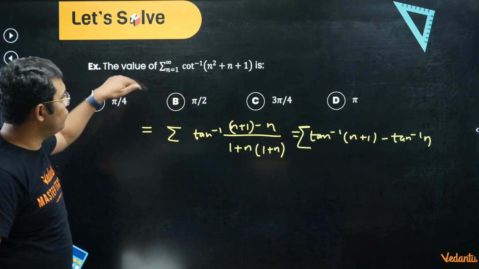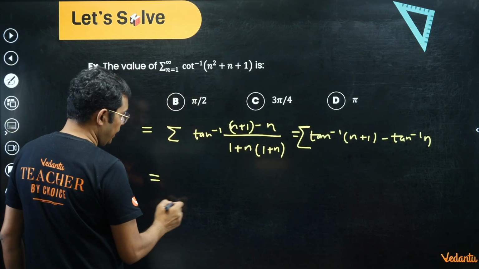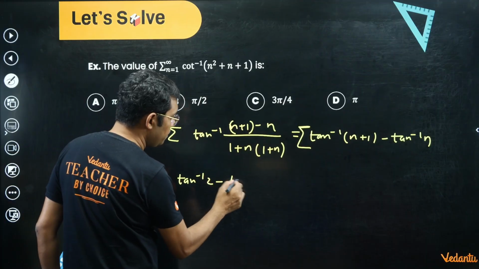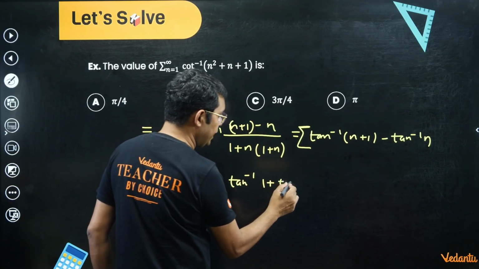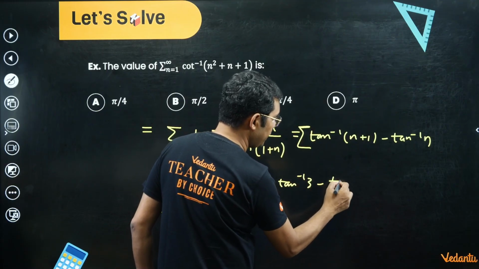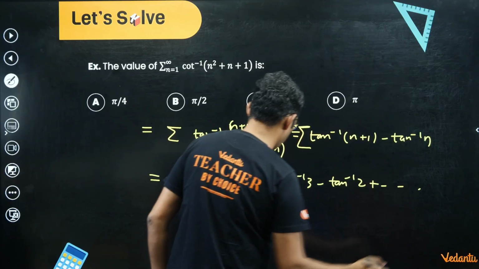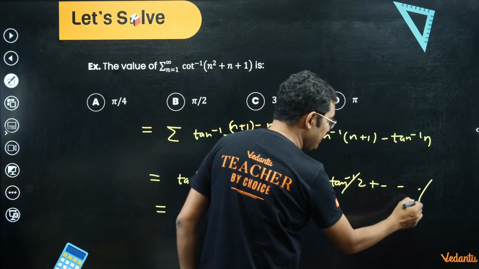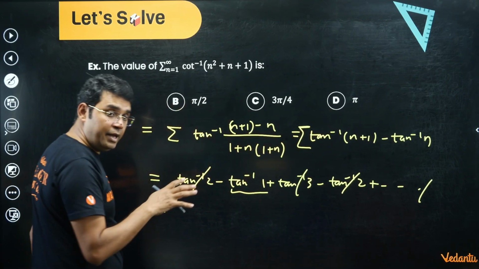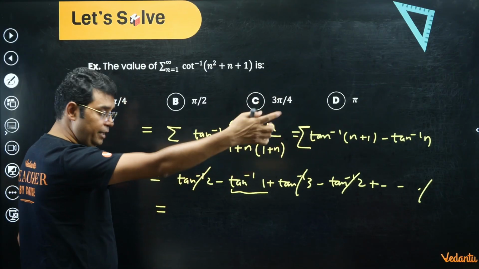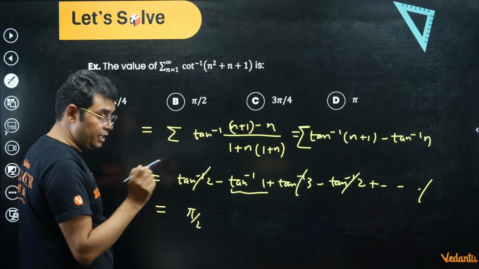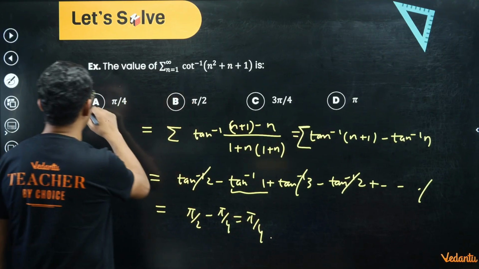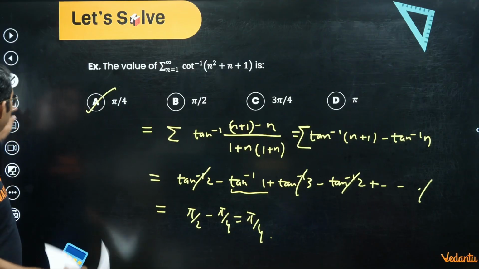So if you put n is equal to 1 to infinity, I think this will be same thing. I can write it directly, or let me do it completely: tan inverse 2 minus tan inverse 1 plus tan inverse 3 minus tan inverse 2 and so on. You can see this tan inverse 2 is getting cancelled here. Tan inverse 3 will be getting cancelled here. So only tan inverse 1 will remain here and tan inverse infinity there. So pi by 2 for tan inverse infinity and tan inverse 1 is pi by 4. This will become equal to pi by 4. So answer of this will be A.